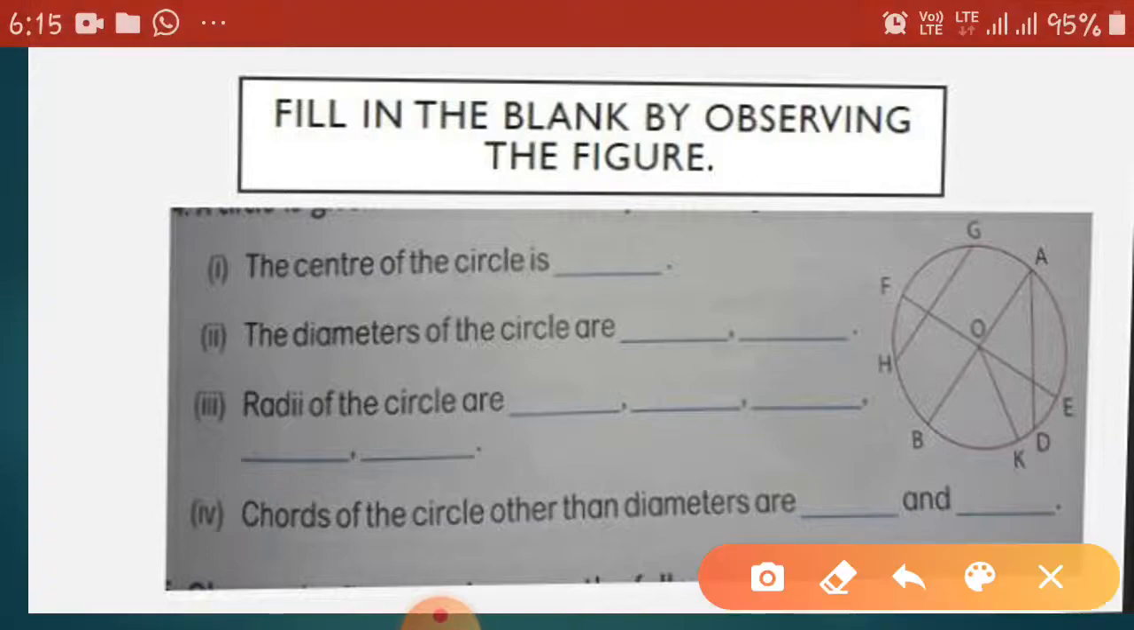So question number 1, the center of the circle. Yes, this is the center of the circle because every circle has a center. This is a fixed point and every point on the circle is equidistant to the center. So O is the center of the circle. Now move on to diameter.